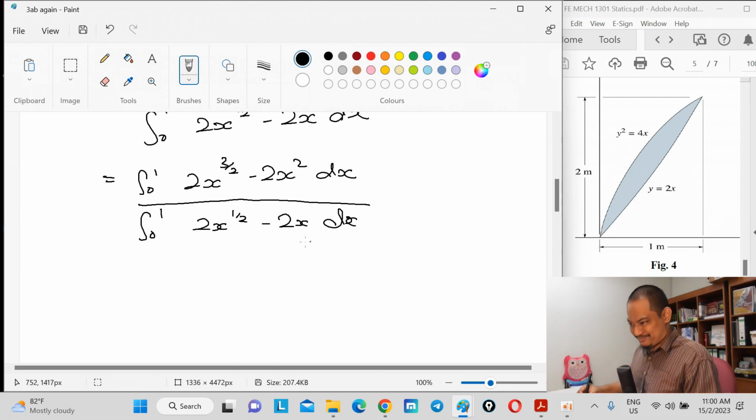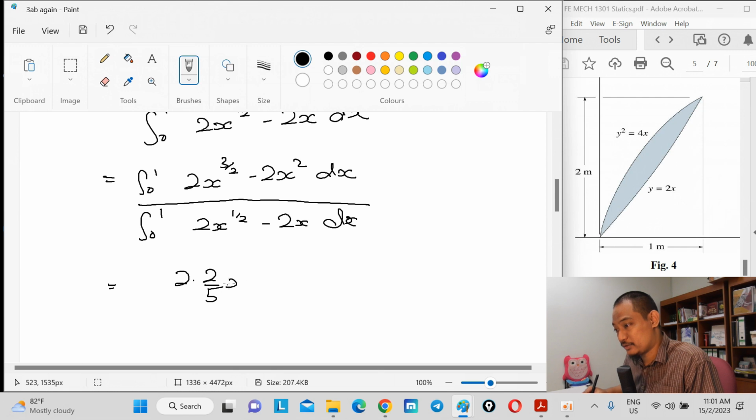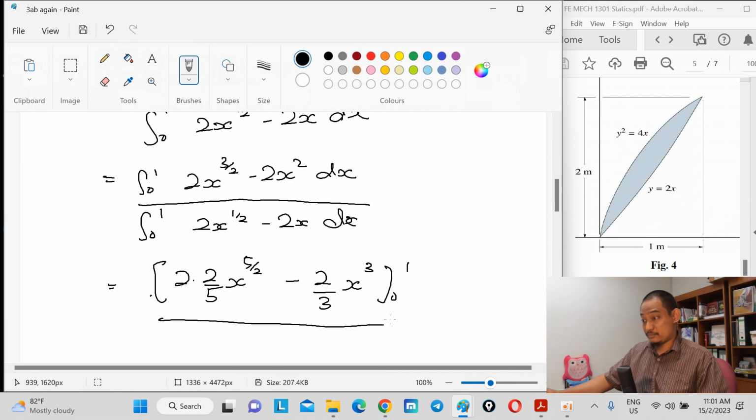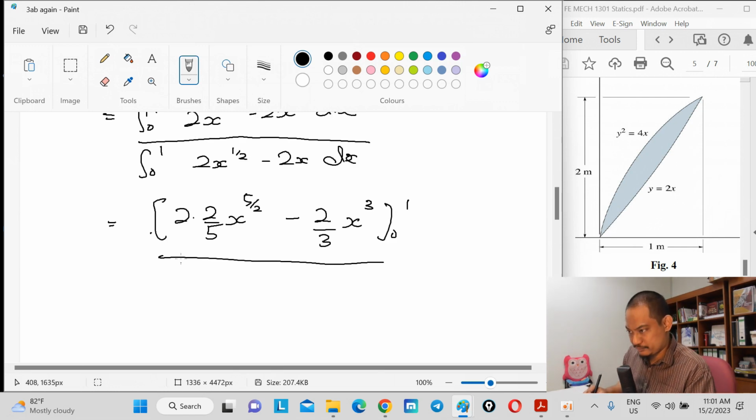Okay, so 2 times 2 over 5 x to the power 5 over 2, minus 2 over 3 x to the power 3. This is from 0 to 1. What is this? 2 times 2 over 3 x to the power 3 over 2, minus x squared, from 0 to 1.